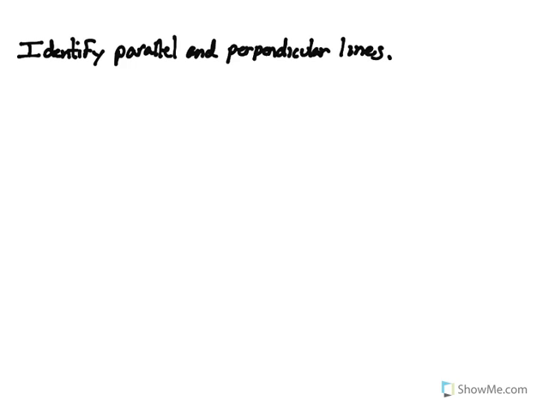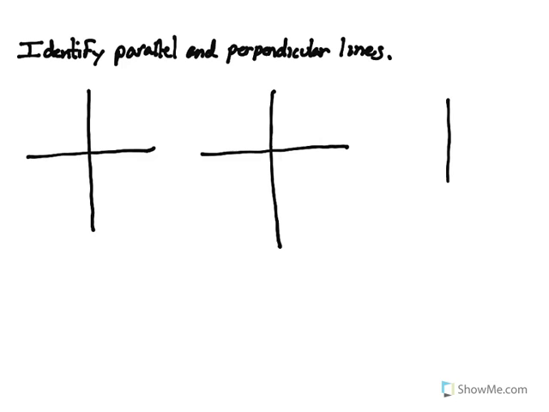So when we identify parallel and perpendicular lines, just keep in mind that you have three situations, okay? And this is what's going to happen in those situations. You're going to have two lines, okay? So if you have parallel lines, then they should look like this. Okay, parallel.